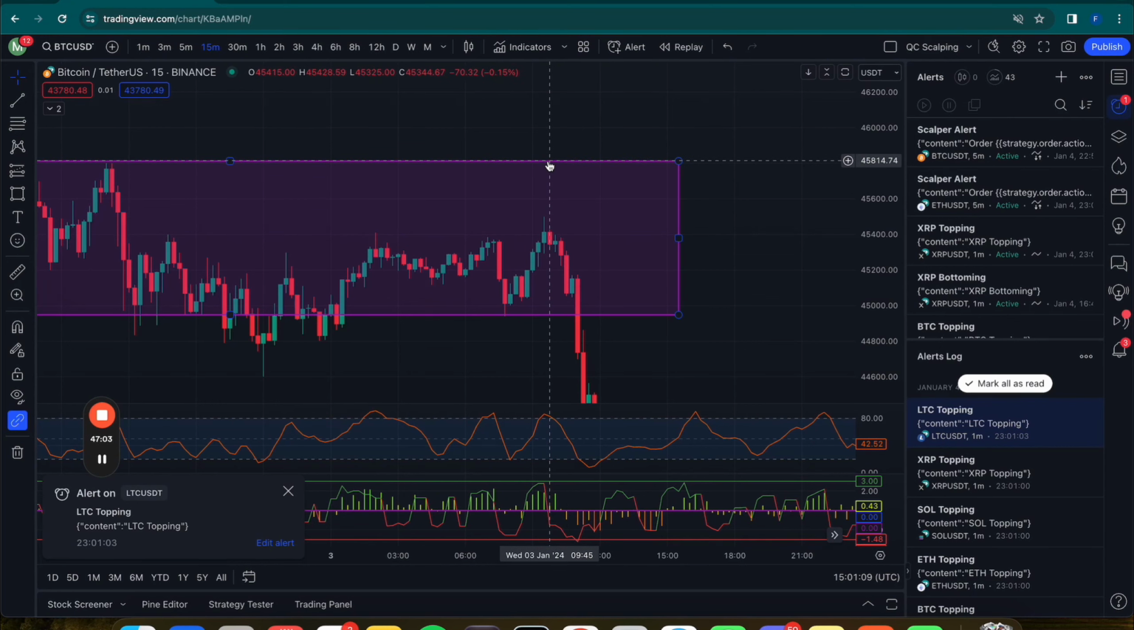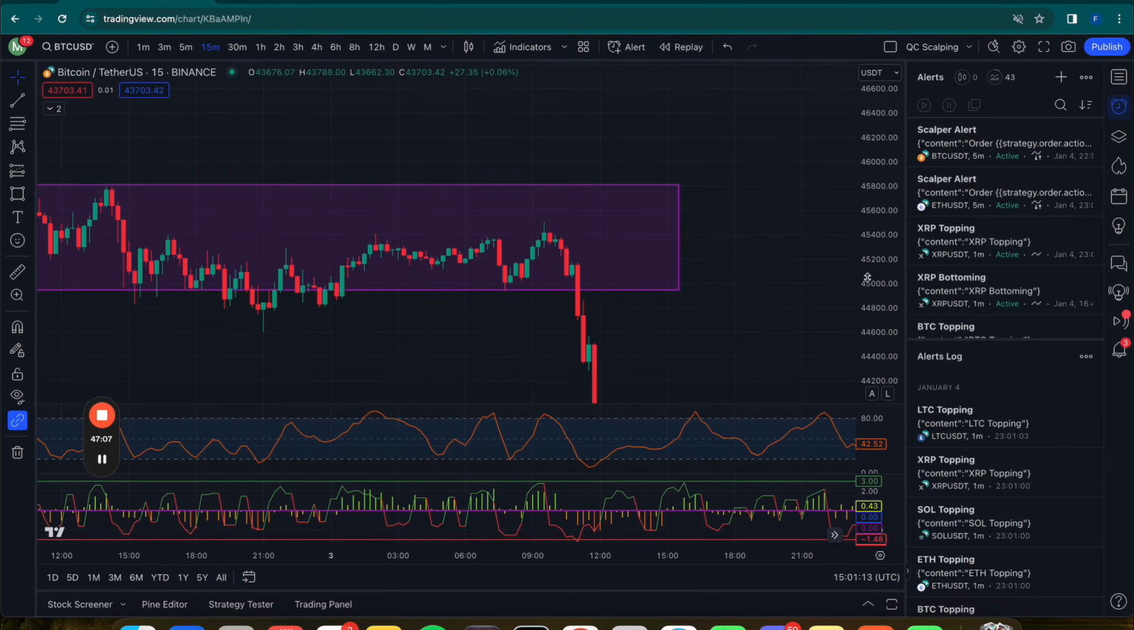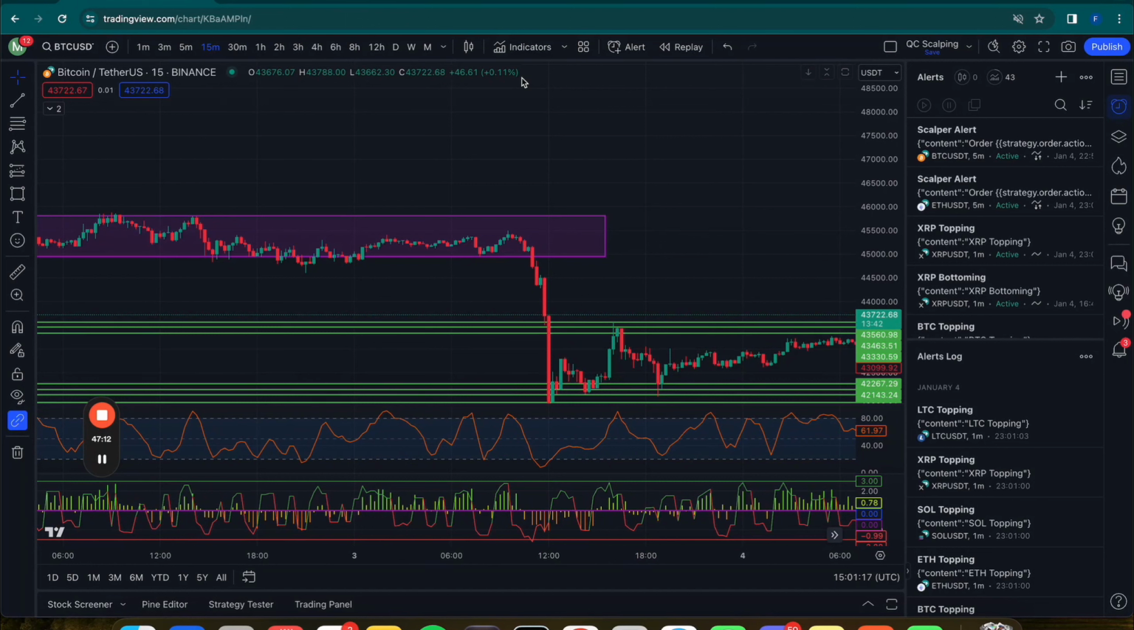So, that's essentially our divergence, and then we start breaking to the downside. So that's number one, looking at the stochastics on different time frames and aligning them together.